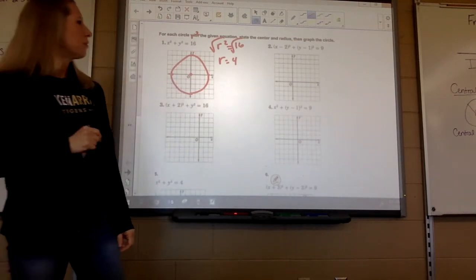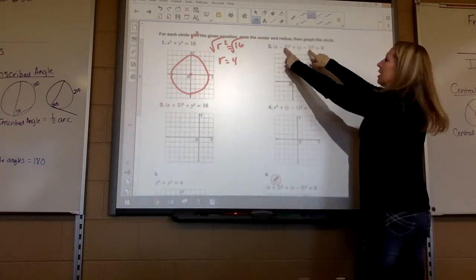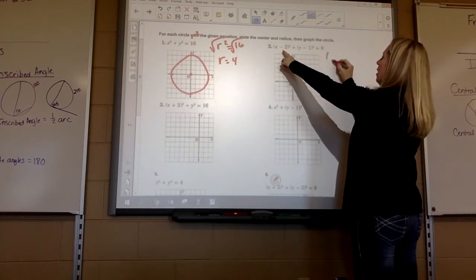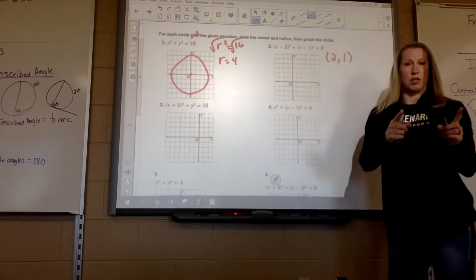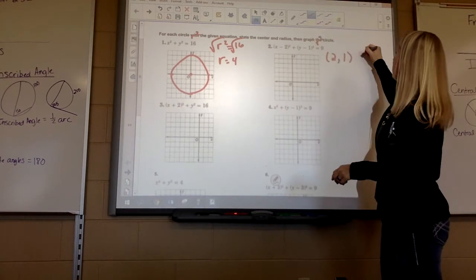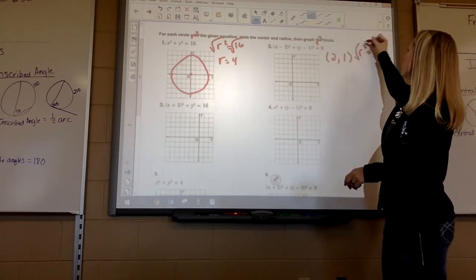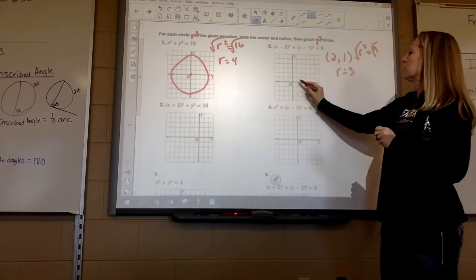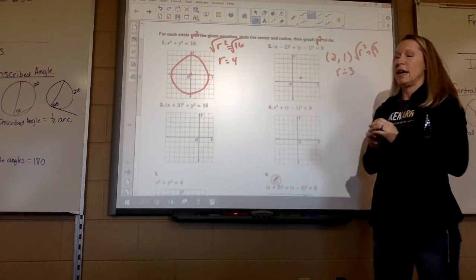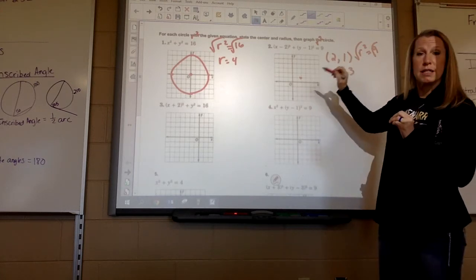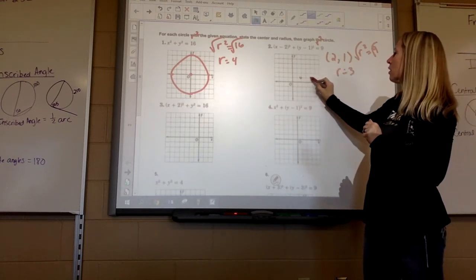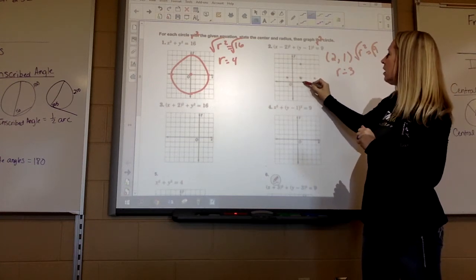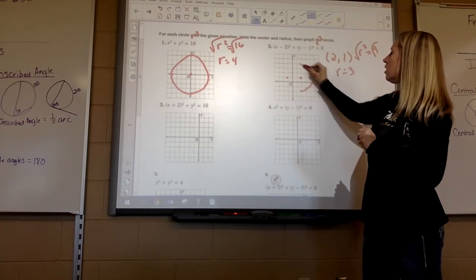You get the idea. So here, see how it looks like negative 2 and negative 1? It's really the opposite, so it'd be 2, 1 would be my center. That's my radius squared, so radius squared is 9, so I would square root it. My radius would be 3. So I graph that point, over 2, up 1, and my radius is 3. So from that center point, you're going to go over 1, 2, 3, in each direction, and draw your circle.